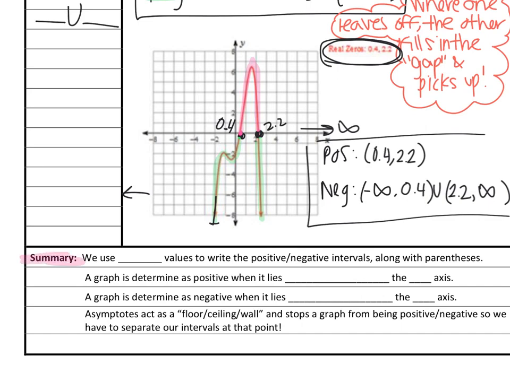And of course, you want to be filling out your summary. Make sure that you fill in the blanks here. We use blank values, so that's like x or y, to write the positive, negative intervals along with parentheses. A graph is determined as positive when it lies blank, like above or below the blank axis. Okay, so you're just filling in the blanks here and making sure you really understand the concepts that we talked about.